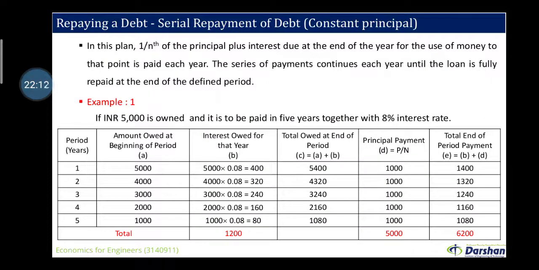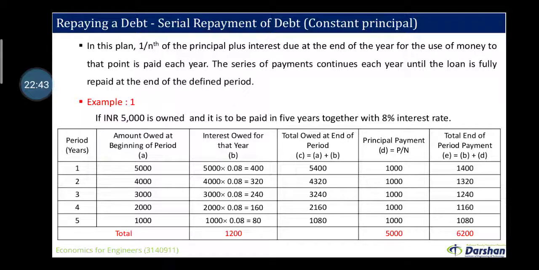Then after the sinking method, the second method is the constant principal method. In this plan, each year there is a payment of a fixed part of the principal plus the interest due at the end of the year. This series of payments continues each year until the loan is fully paid. Here you see an example is given to you.